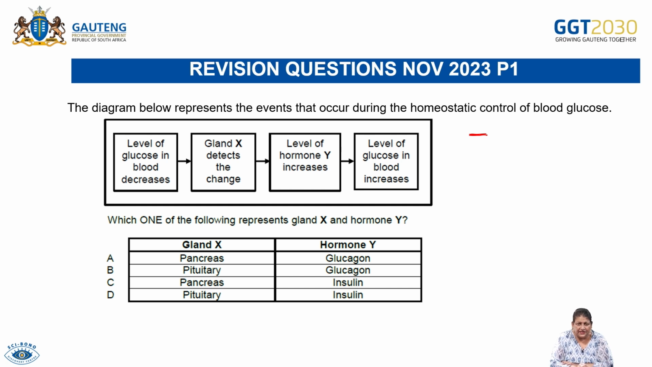And then the pancreas or islets of Langerhans will send a nerve impulse. It's going to cause the level of the hormone to increase. So gland X detects the change, that the glucose level in the blood decreases. And then it's going to secrete another hormone. And what hormone will that be? If your glucose level is too low in the blood, then your islets of Langerhans in the pancreas are going to secrete glucagon.